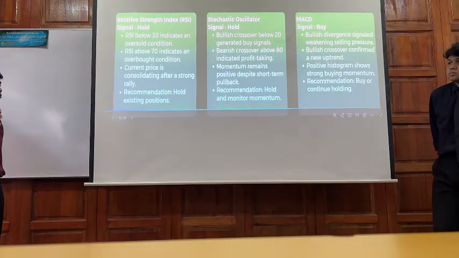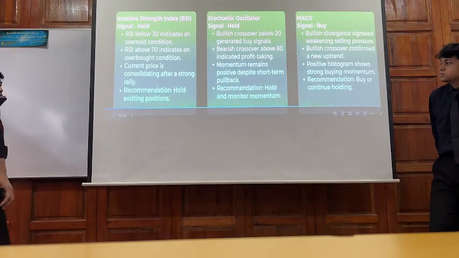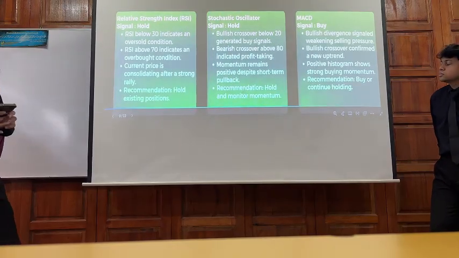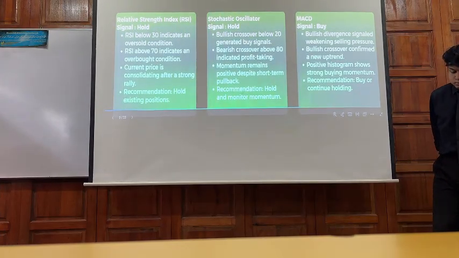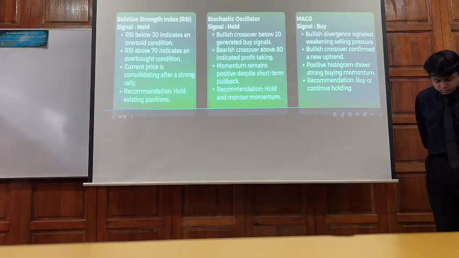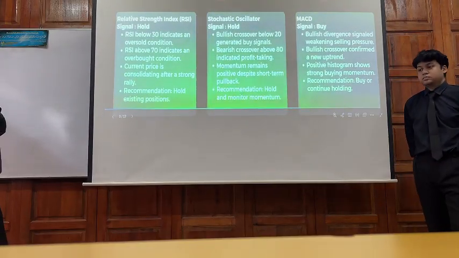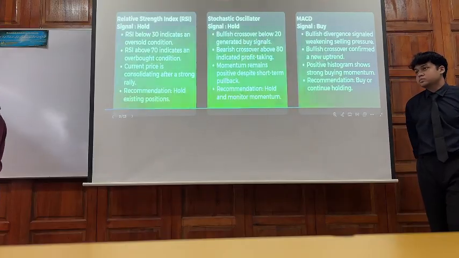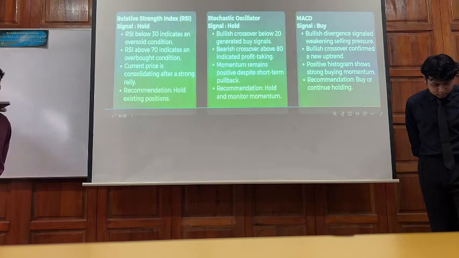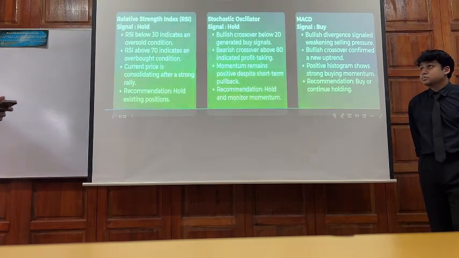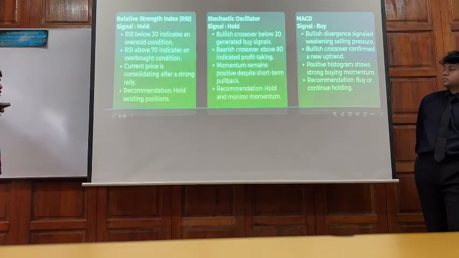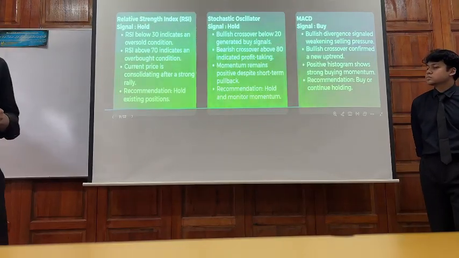The last one is MACD. This indicator gives a strong buy signal. We can see a bullish divergence, which means the selling pressure is getting weaker. This is confirmed by a bullish crossover, showing that a new uptrend has started. Also, the positive histogram shows that buying momentum is strong. The recommendation here is to buy or keep holding.